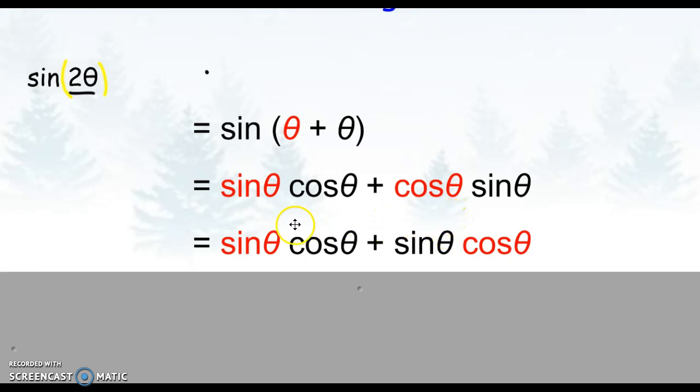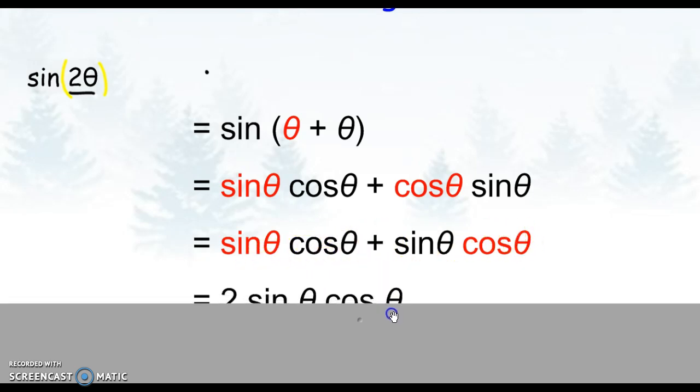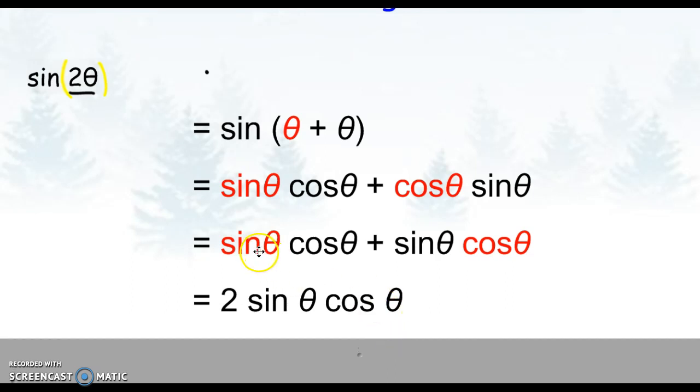So we can rewrite it as the sine of theta, cosine theta, plus sine of theta, cosine theta. And if these were not colored, you wouldn't be able to distinguish between the two of them. So if I have sine of theta cosine theta plus sine of theta cosine theta, well, I have 2 of them. And that's our shortcut. If I have the sine of 2 theta, all I have to do is rewrite that as 2 times the sine of theta and cosine theta.